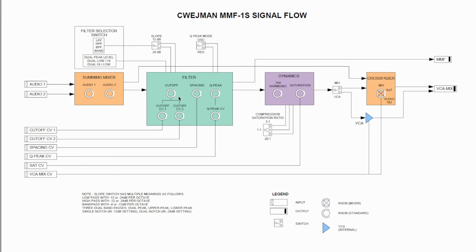Right, so after the filter, you basically have an output directly from the filter. It bypasses the saturation, and that's to the multi-mode filter output here. Otherwise, it goes through the dynamics, where you have an attenuator for the second harmonic and saturation. And you also have a switch for the compression saturation ratio 1:1, 3:1, 20:1.